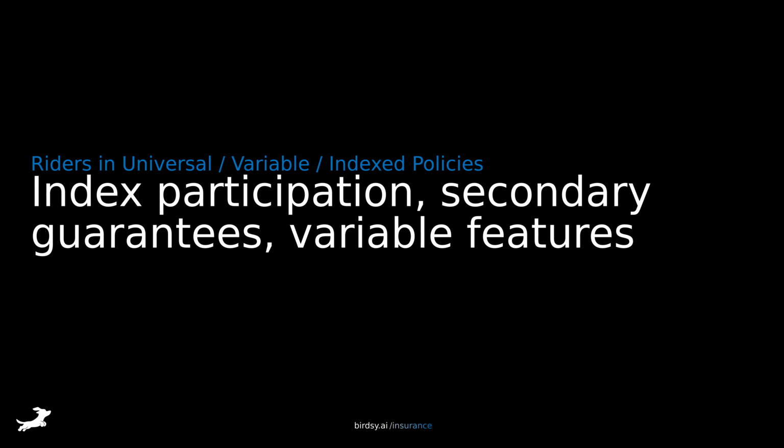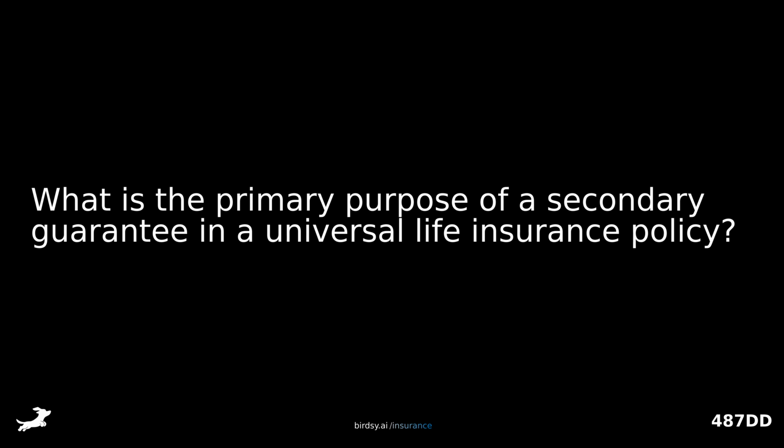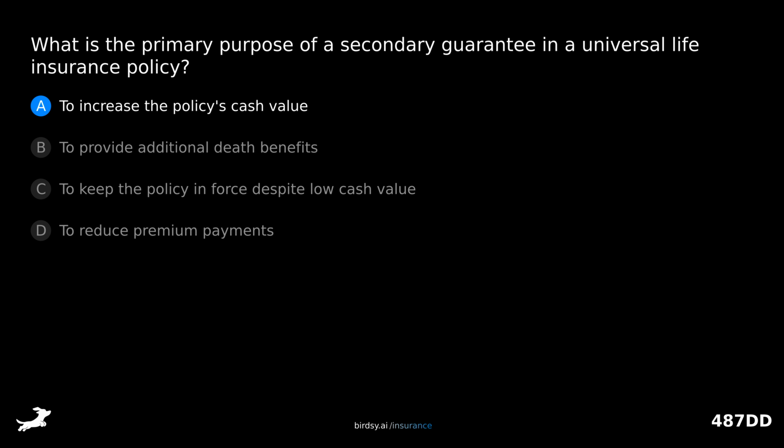Index participation, secondary guarantees, variable features. What is the primary purpose of a secondary guarantee in a universal life insurance policy? Is it A. to increase the policy's cash value, B. to provide additional death benefits, C. to keep the policy in force despite low cash value, or D. to reduce premium payments? The answer is C. to keep the policy in force despite low cash value.